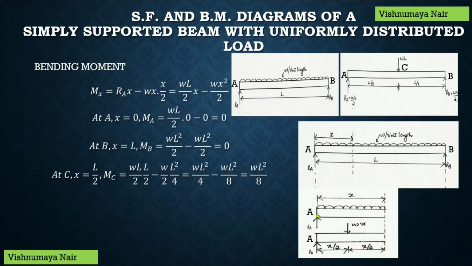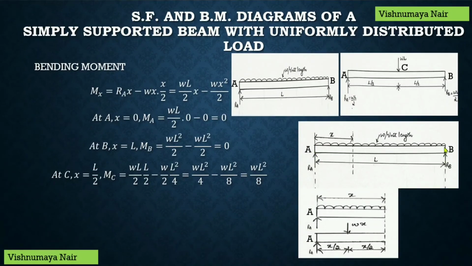Now, at this end A, x will be equal to 0. So, bending moment at this end will be equal to Ma, which is equal to WL by 2 into 0, just substitute 0 in the place of x, minus W by 2 into 0, which is equal to 0. So, at the end A, bending moment is 0.